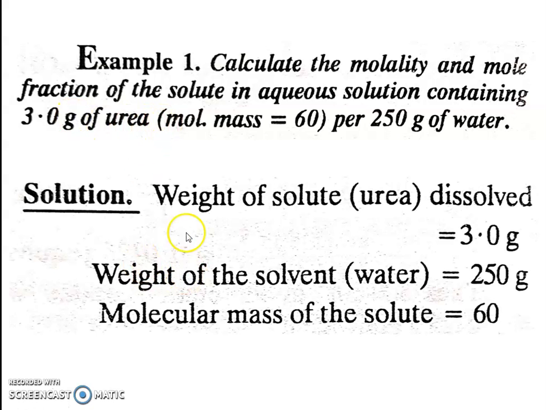Now what is given? Weight of solute, that is urea, is given, and the weight is 3 grams. Weight of solvent, that is water, is 250 gram, and molar mass of solute is also given, that is 60. Molar mass of water is known, that is 18, if required.